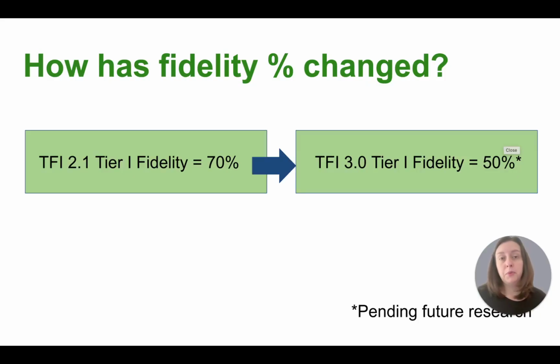So on the 2.1, we considered 70% to be implementing with fidelity. On the TFI 3.0, it's 50%. So we know that this might be hard for people to accept. Those of us who really were worried about grades when we were back in school, 50% sounds terrible, but we want you to know that that's really what we're aiming for, is 50% on this tool.